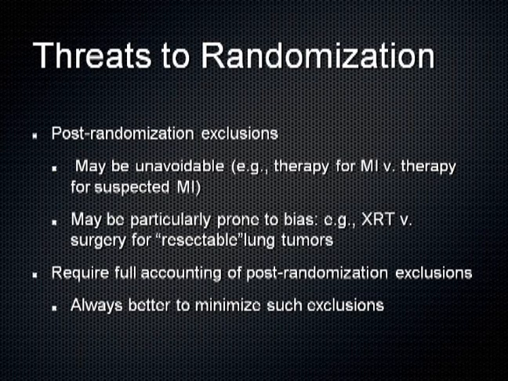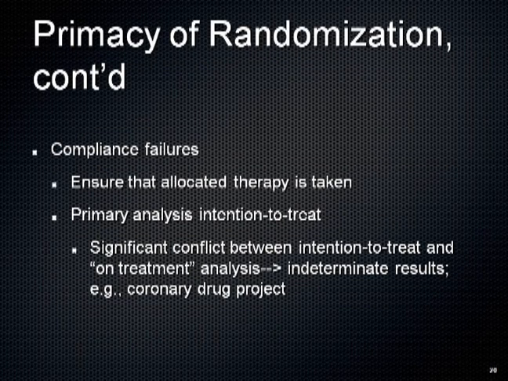However, some things can be particularly prone to bias. For example, if you have a surgery versus radiotherapy study in which patients have to have resectable lung tumors, the patient is randomized to surgery and the surgeon says, nope, too far advanced, can't do the surgery. Obviously, if you throw those patients out, you're going to get a very biased study, although a lot of surgeons like those. Therefore, you always have to have complete accounting for post-randomization exclusions, and it's always better to reduce, minimize, and ideally eliminate such exclusions following intention to treat.